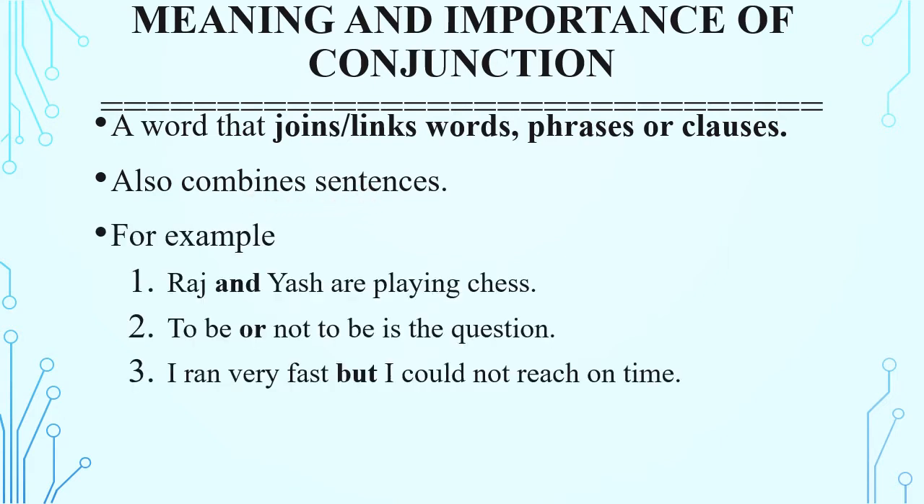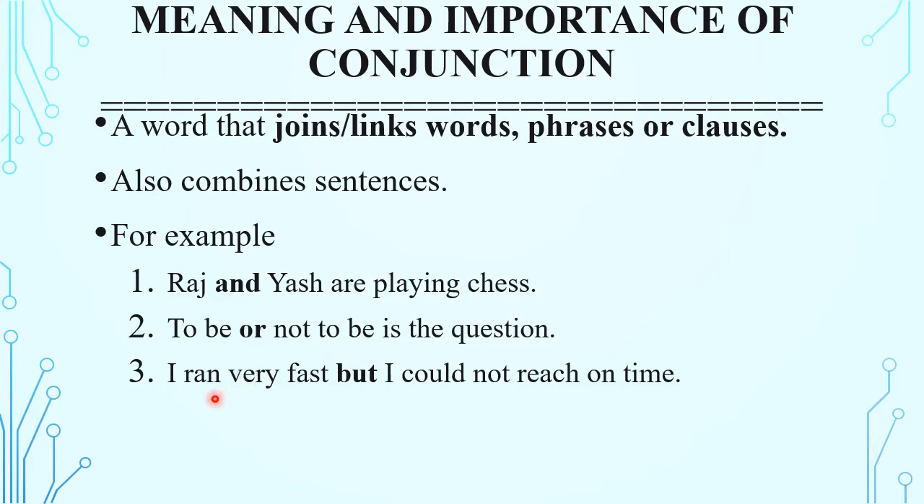Let us see the examples. In the first example, Raj and Yash are playing chess. In this sentence, the word and joins two words, Raj and Yash. So, the word and is a conjunction in this sentence. Second sentence, to be or not to be is the question. In this sentence, two phrases, to be and not to be, are joined by the word or. So, or is a conjunction.